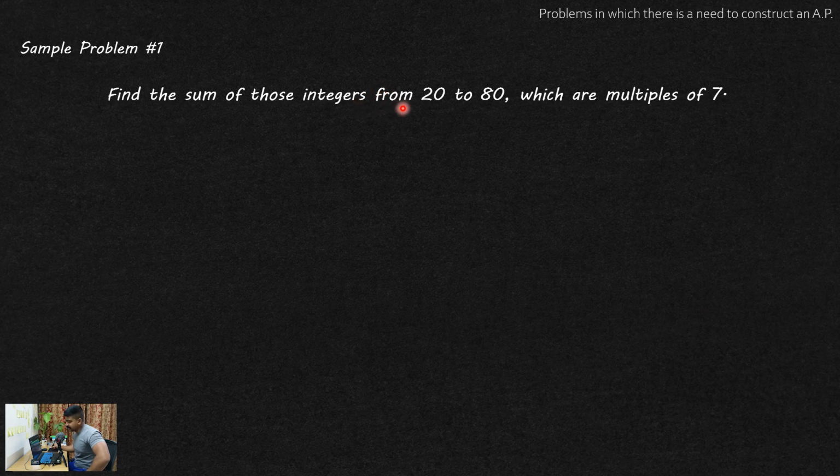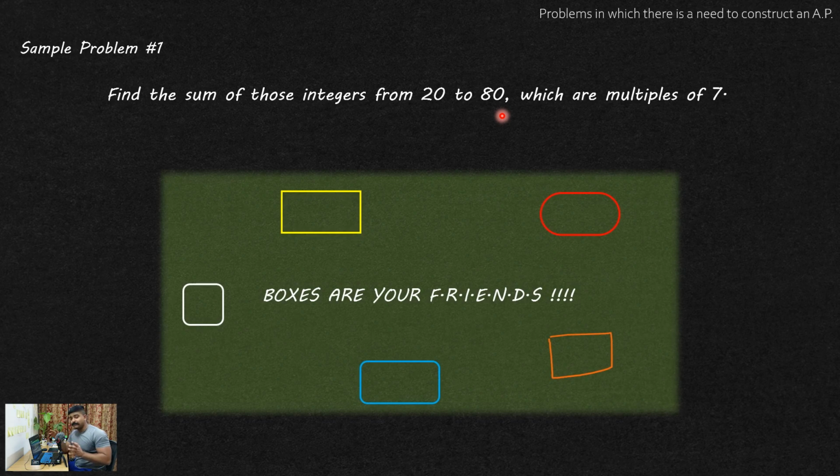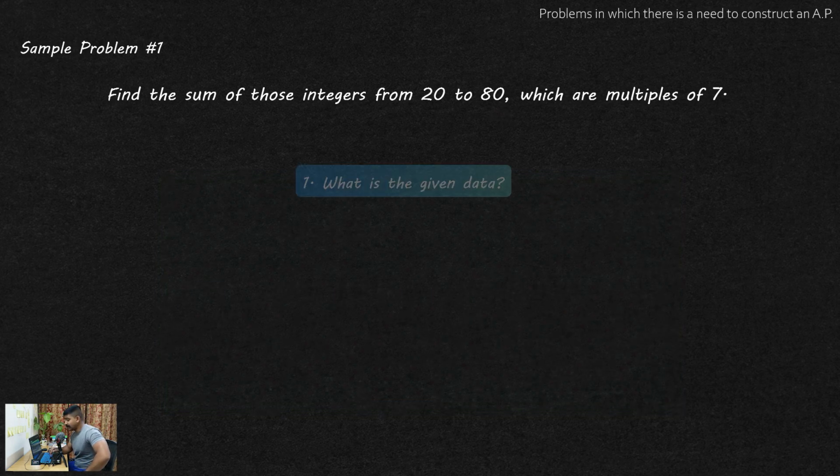So here is our sample problem number 1. Find the sum of those integers from 20 to 80 which are multiples of 7. Now remember, boxes are your friends, so don't be afraid, don't be stingy to use them. First question, what is the given data?